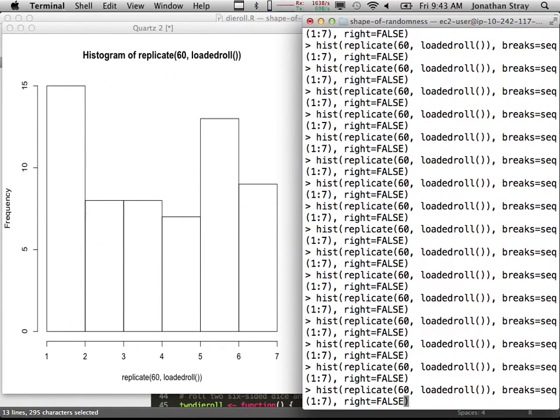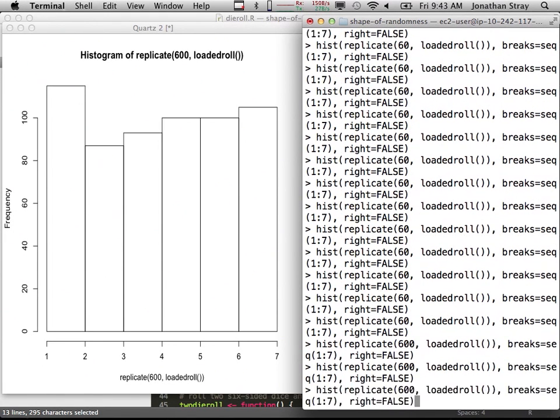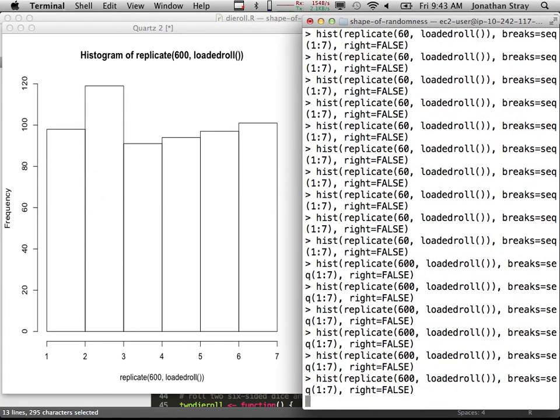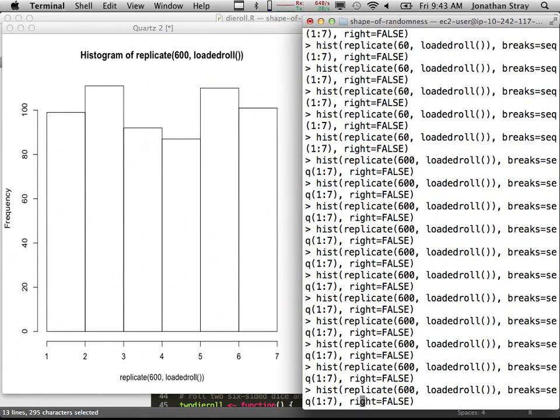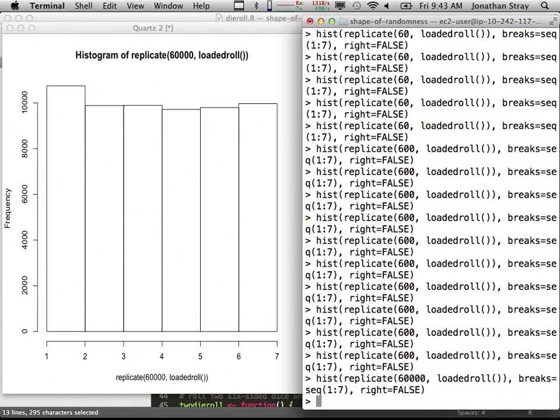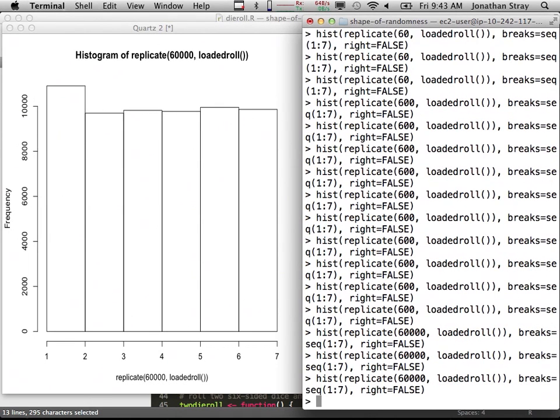What's really going on here is we were not rolling it enough to know. But now I'm going to roll it 600 times. Anyone got a guess now? Number 1. Now I'm going to roll it 60,000 times. So we should get 10,000 rolls for each die.